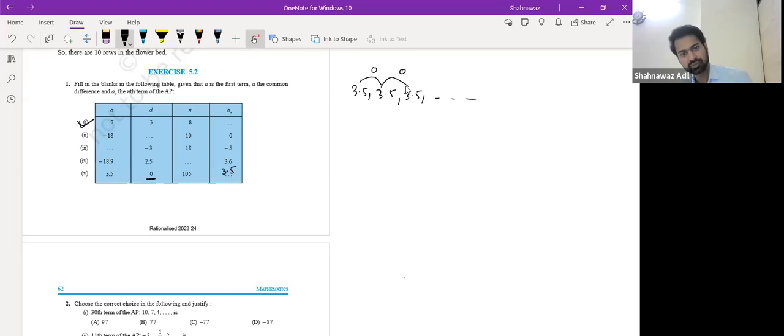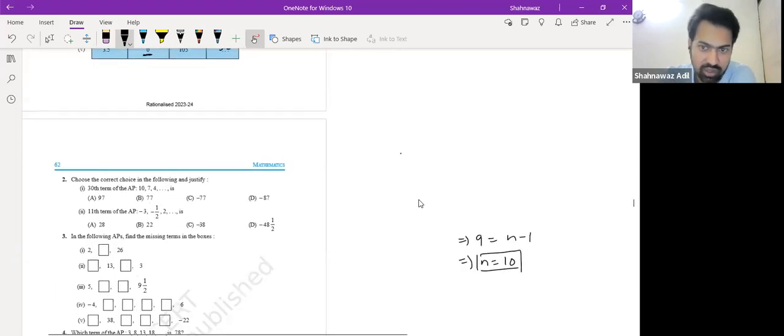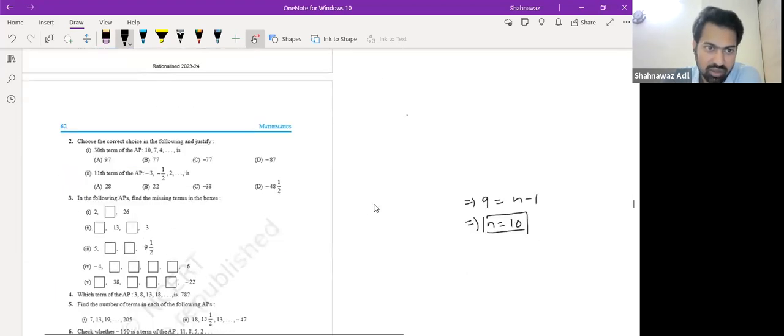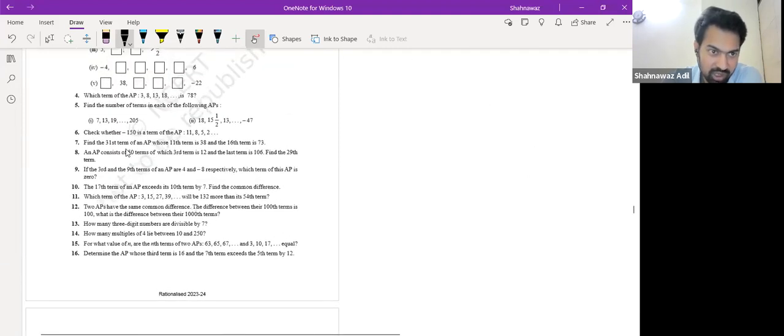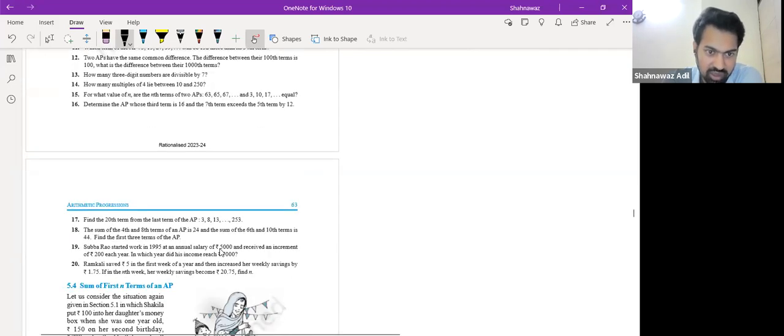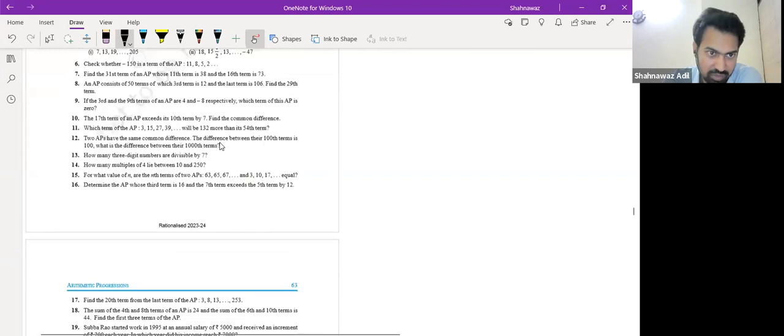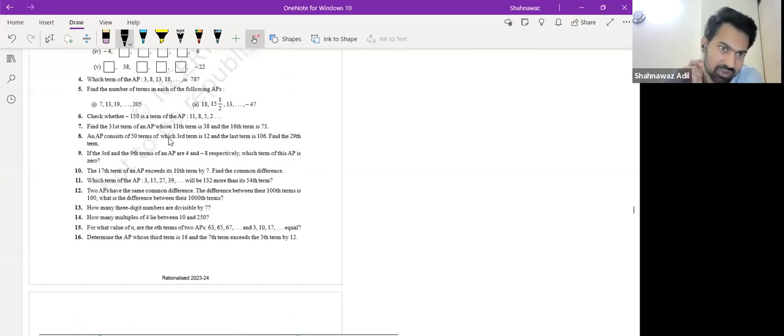Okay, guys, so we will do the next question in the next class tomorrow, right? Yes. From the sixth, we will have some difficulties, but they are also easy. Find the 31st term. N is given, we have to find A and D.